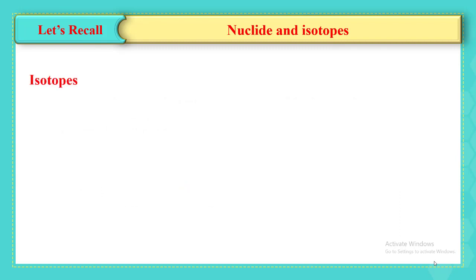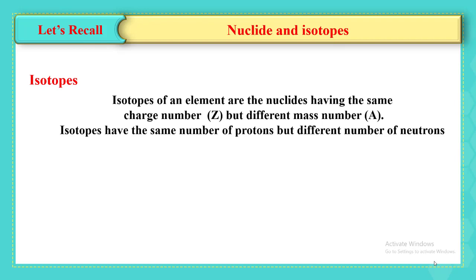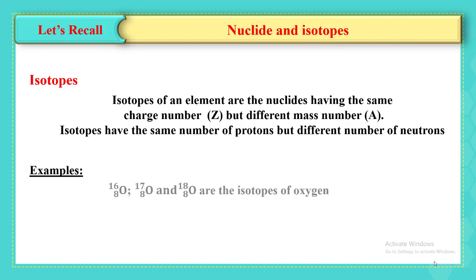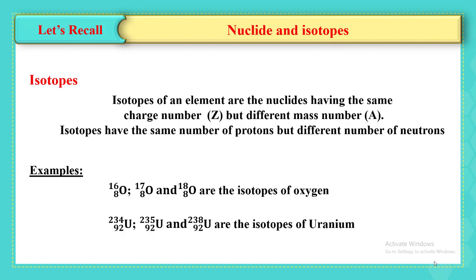Let's remember the definition of isotopes. Isotopes of an element are the nuclides having the same charge number Z but different mass number A. In other words, isotopes have the same number of protons but a different number of neutrons. Examples: O-16, O-17 and O-18 are called isotopes since they have the same charge number Z but different mass number A. In the same way, we can say that uranium-234, uranium-235 and uranium-238 are isotopes.